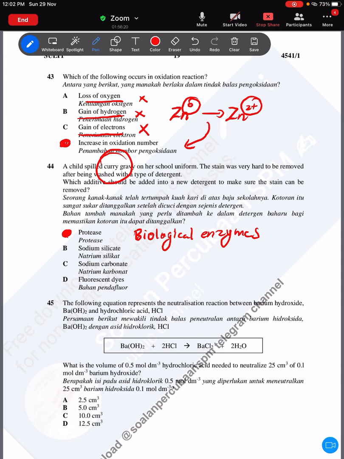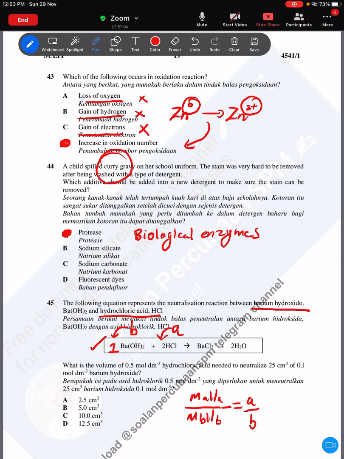So next one, the following equation represents the neutralization reaction between barium hydroxide and hydrochloric acid. Lucky enough, they already give you the equation. What is the volume of the hydrochloric acid needed to neutralize? Guys, you're gonna use the formula MAVA over MBVB equals A over B. This is your A, this is your B. In front of A you have a 2, in front of B you have a 1.